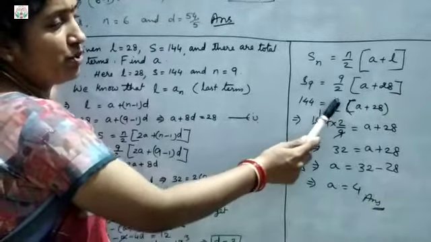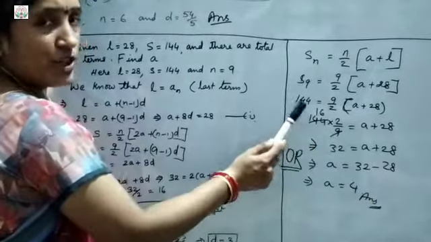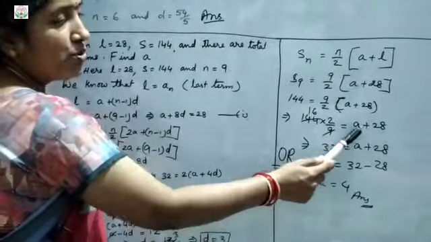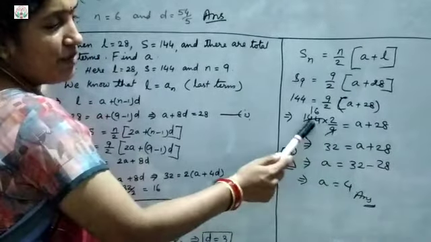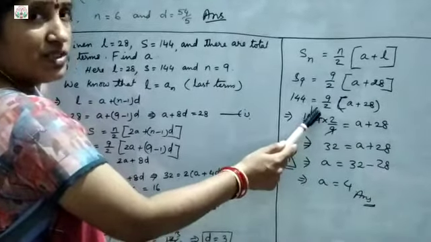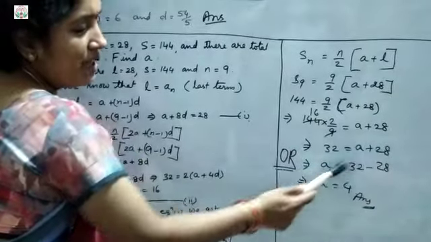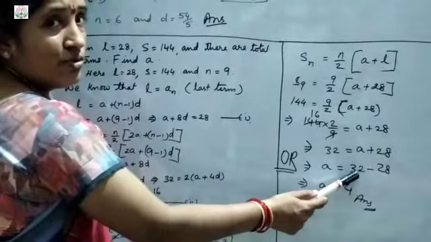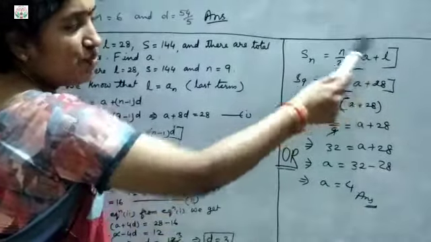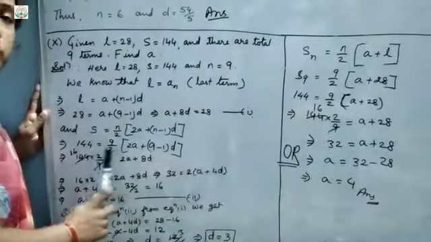So 144 equals 9 upon 2 into a plus 28. So now again in the same way, transposing, what will you get? 144 into 2 upon 9 equals a plus 28. 144 is completely divisible by 9, so on dividing we will get 16. So 16 twos are 32. So 32 equals a plus 28, which implies a equals 32 minus 28, giving a equals 4. So this is the easiest one to do. So you can follow this method or that method, your own choice.